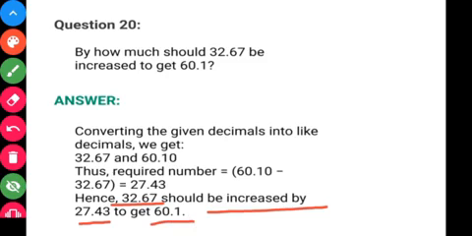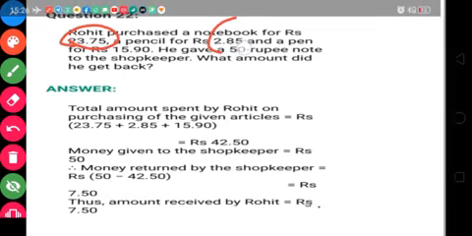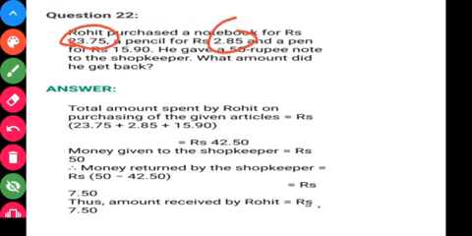Understand? Now come to next question. Rohit purchased a notebook for rupees 23.75, a pencil for 2 rupees 85, and a pen of 15.90. He gave a 50 rupees note to the shopkeeper. What amount did he get back?